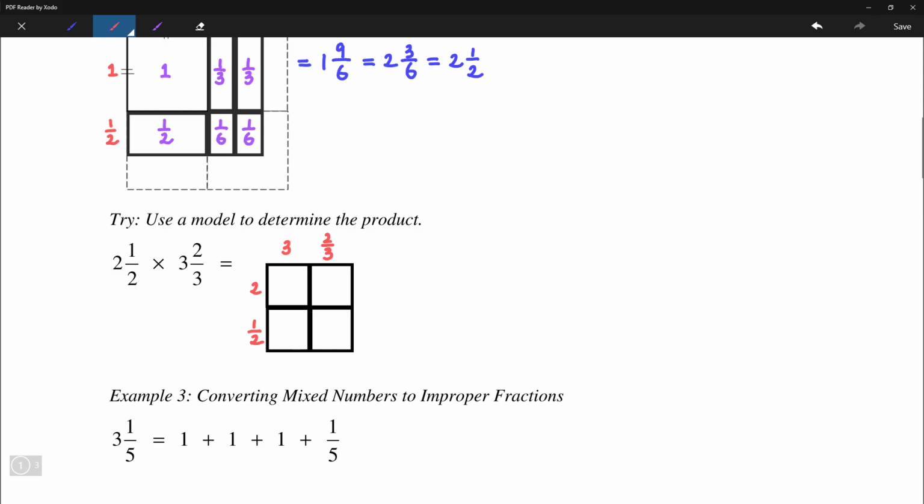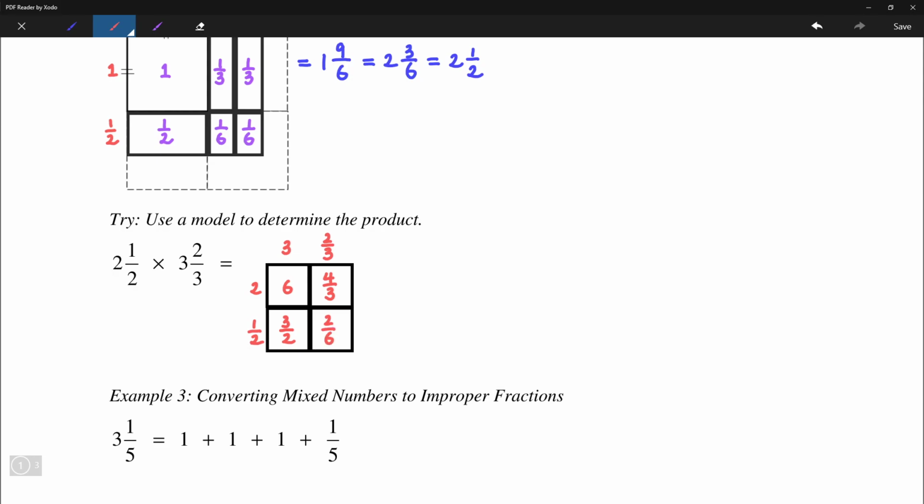So we're going to go ahead and find out the area of each one of the 4 corners. Starting with top left, 2 times 3 is 6. And then we have 2 times 2 over 3, which is 4 over 3. 1/2 times 3 is 3 over 2. And finally, 1/2 times 2/3 is 2 over 6.